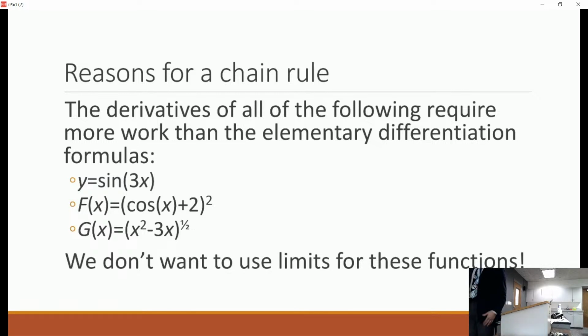I guess you could use the product rule with that, couldn't you? But this one you couldn't. This is the square root of x squared plus 3x, or minus 3x. So anytime you have functions embedded in other functions, we're going to use what's called the chain rule, because we don't want to use limits. If we can avoid it, we don't want to use limits.